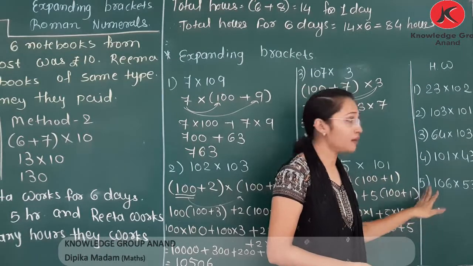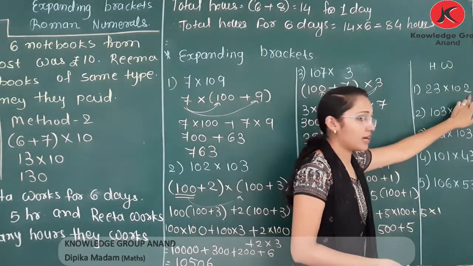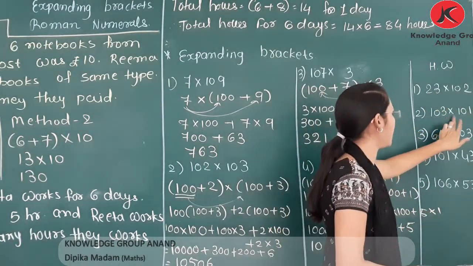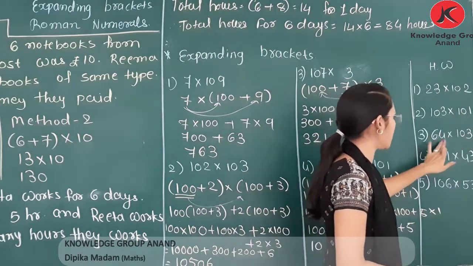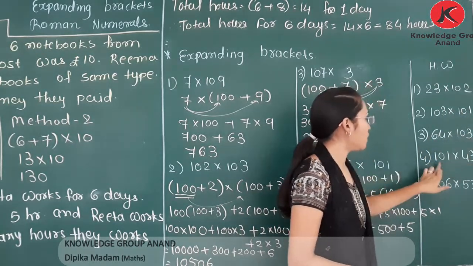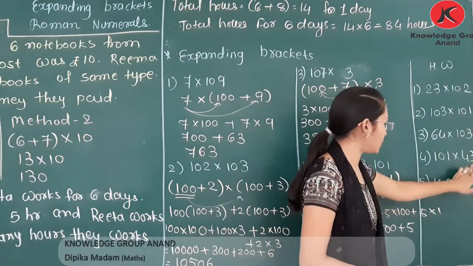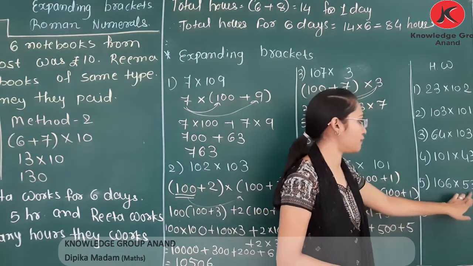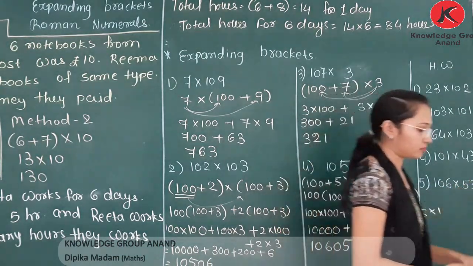See some examples related to expanding the brackets. 5 examples are there: 23 multiply 102, 103 multiply 101, 64 multiply 103, 101 multiply 43, 106 multiply 53.